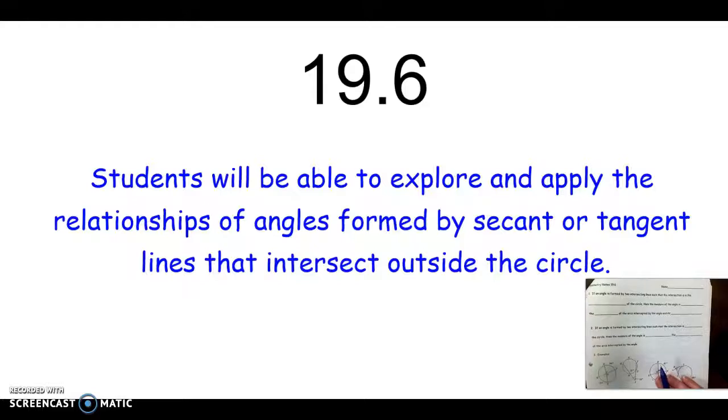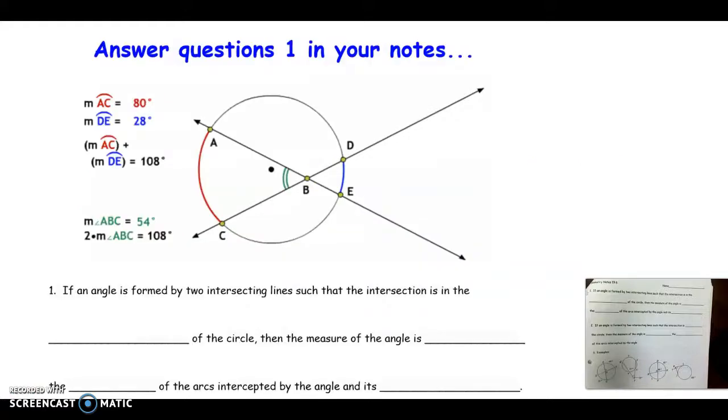This is the sixth block of Topic 19. In this lesson, we're going to continue to explore and apply relationships between angles and their arcs inside and outside a circle. So this is a review of Lesson 19.5, questions 1 and 2 in your notes.